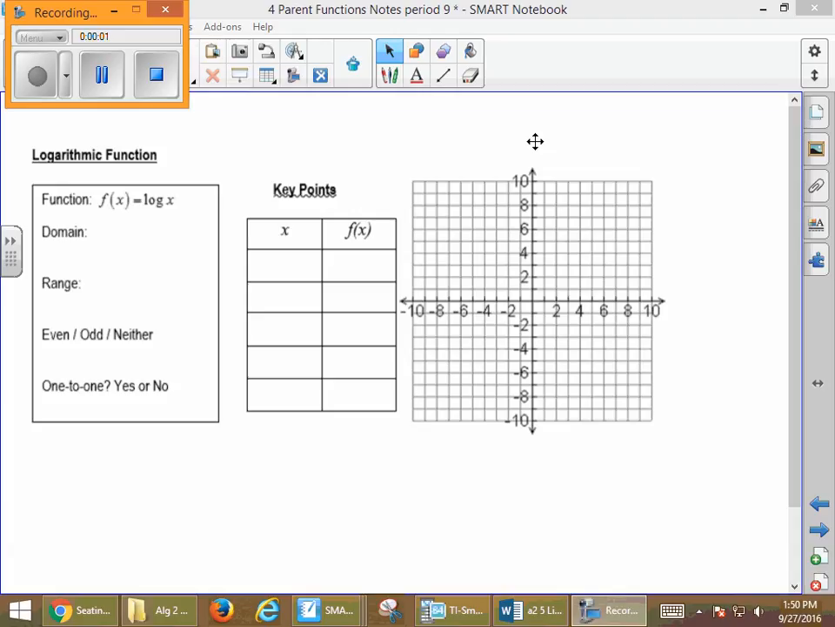So this is part 2 of the parent function notes. We just have a few graphs to finish with, starting with f of x equals log of x. This is a common log.